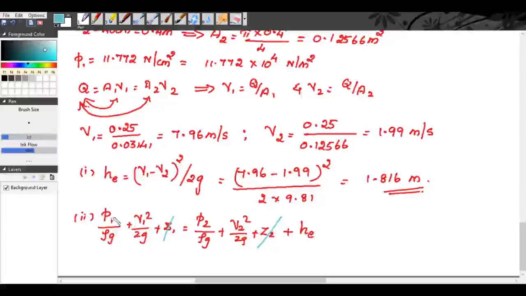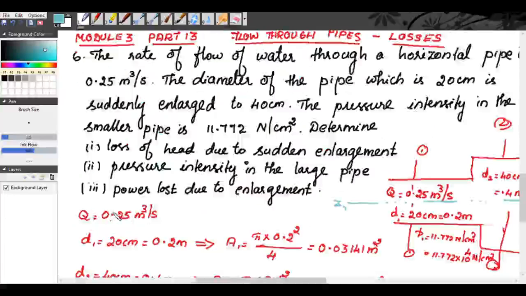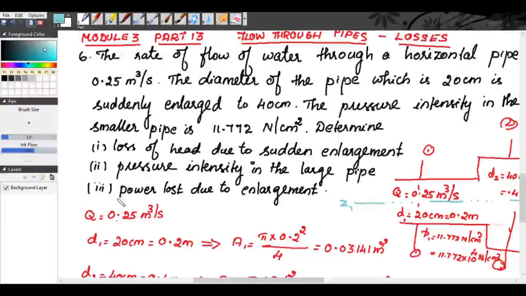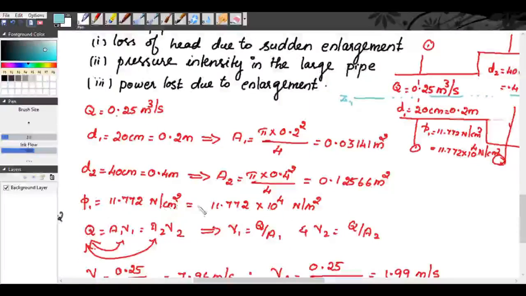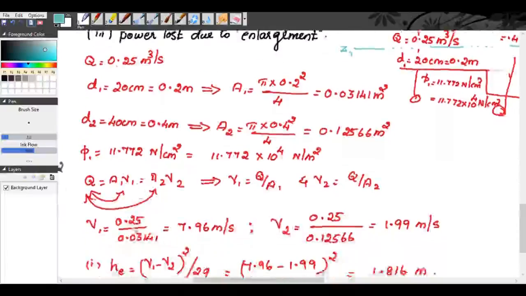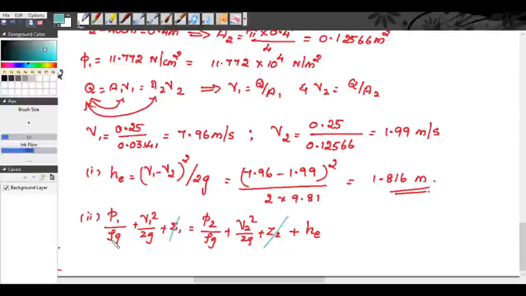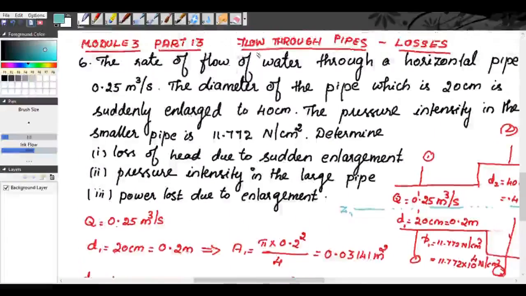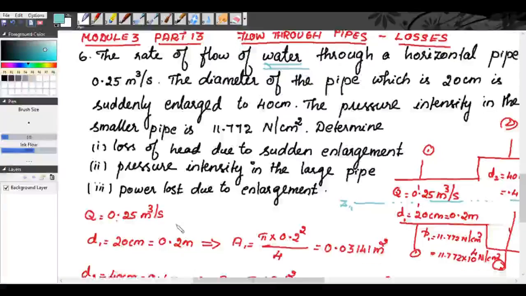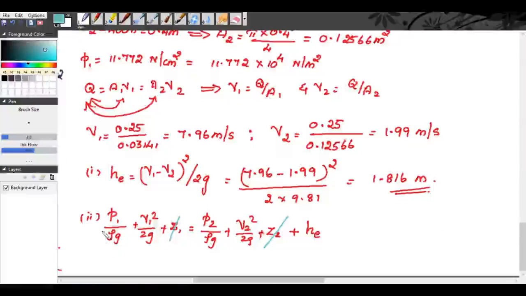Now P1 is known, right? P1 is 11.772 into 10 raised to 4. Rho, the flowing liquid is water. So density of water is 1000 kilogram per meter cube. G is 9.81. V1 we have already determined as 1.99. Again G is 9.81. P2 is unknown. So the only unknown is P2.